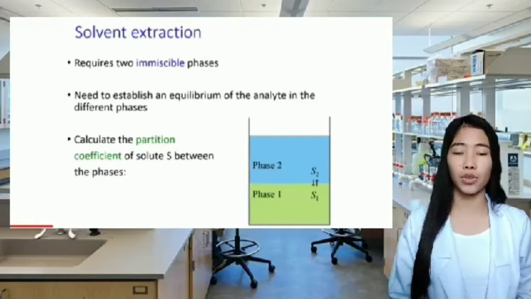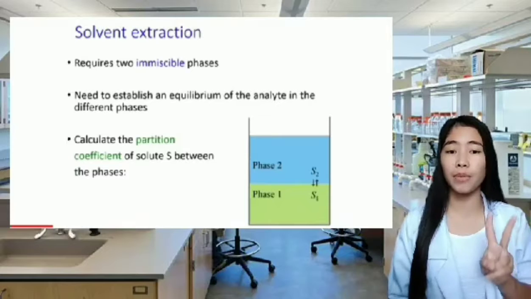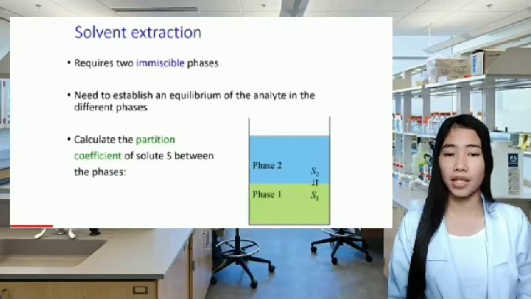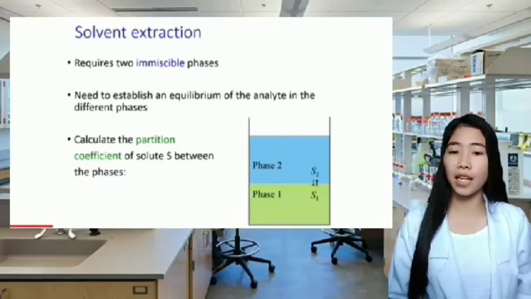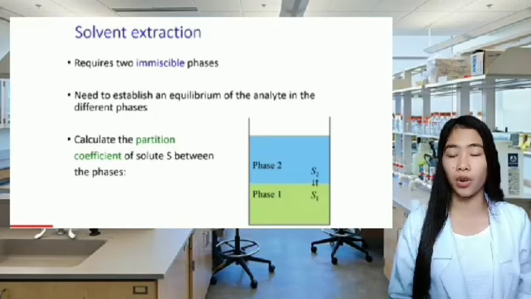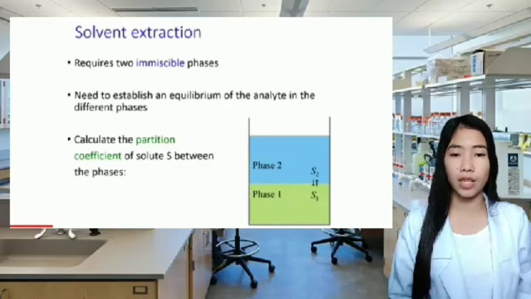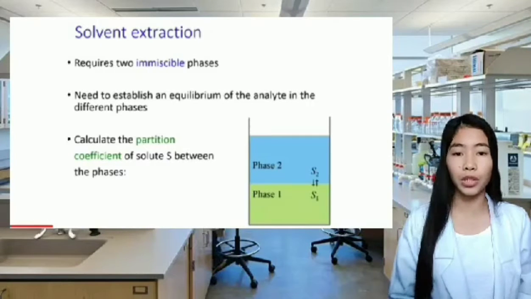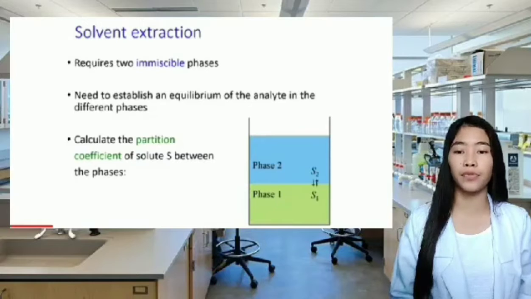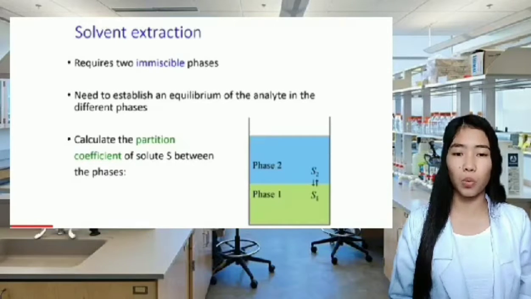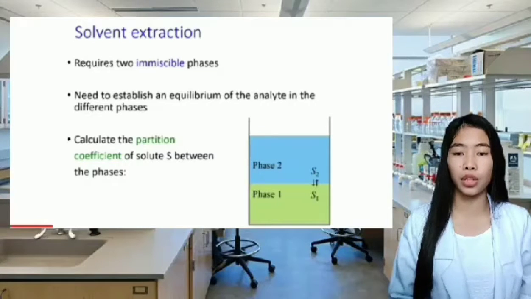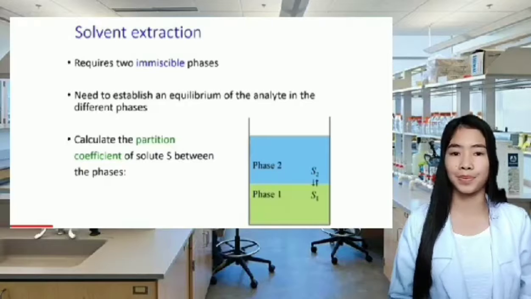In solvent extraction, it requires two immiscible phases, phase 1 and phase 2. The idea is that your analyte has different solubility in phase 1 or phase 2, and you need to establish an equilibrium of the analyte in different phases. And it is represented by what we call the partition coefficient of the solute between the phases.